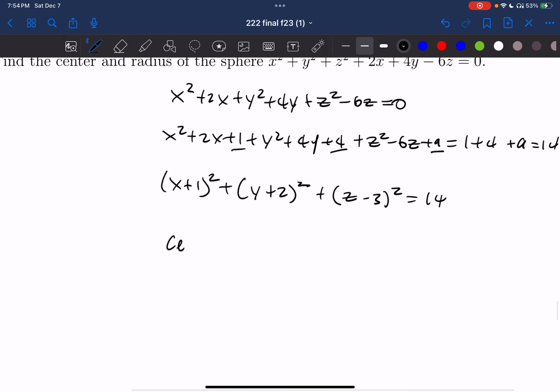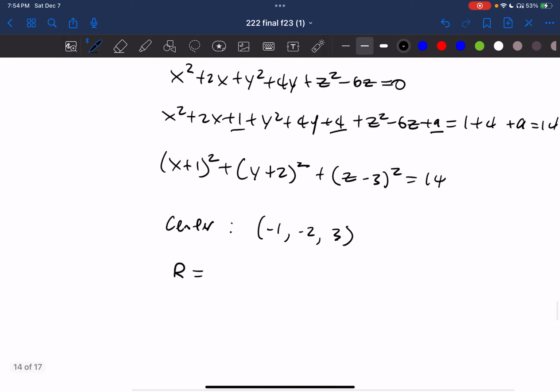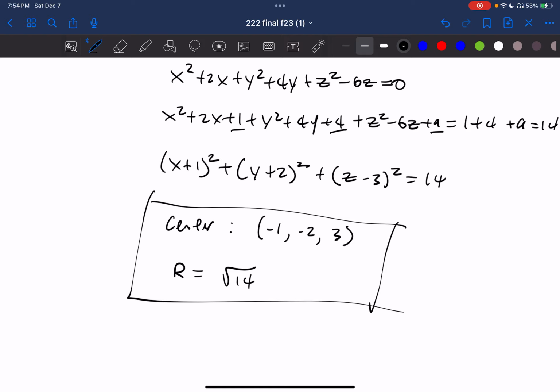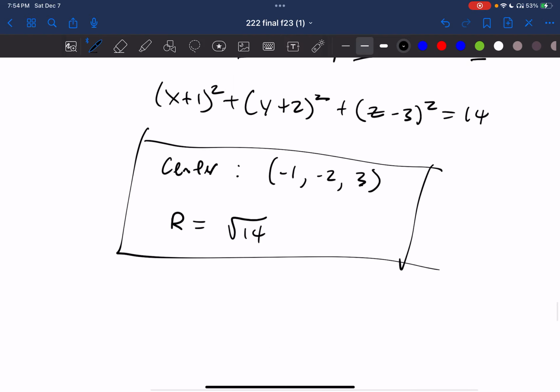So the center will be equal to -1, -2, and 3. And the radius will be equal to square root of 14. And this is our answer. This is center, center, center, and square root of this is radius.